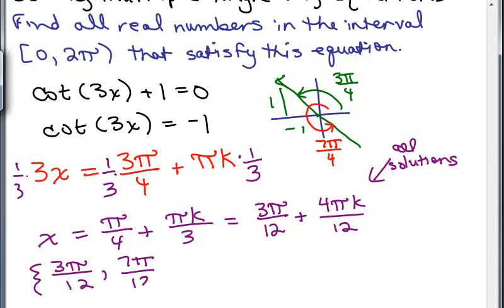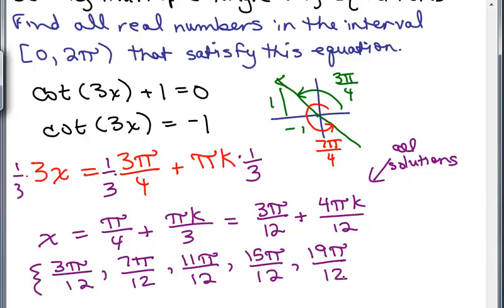Now, as you're doing this, you have to think, is that still less than 2 pi? And it is. If not, you couldn't use it. So I'm going to add another 4 pi over 12. That's 11 pi over 12. Still under 2 pi. Add 4 pi over 12 again. That's 15 pi over 12, still under 2 pi. 19 pi over 12, still under 2 pi. And the reason I know that is because that's 19 twelfths, like 1 and 7 twelfths times pi. It's less than 2 pi.